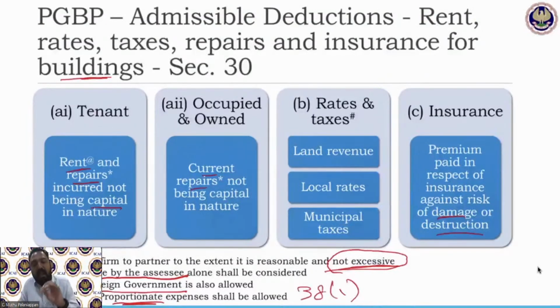So what does it say? When there is a business expenditure, consider only whatever is proportionate. Which means if I have spent 20,000 on a two-floor building where only one floor is occupied for business, half of it, 10,000, is business and 10,000 is personal. So what is allowed under section 30 is only 10,000. So that's what we are talking about, proportionate expenses. So that is section 30.